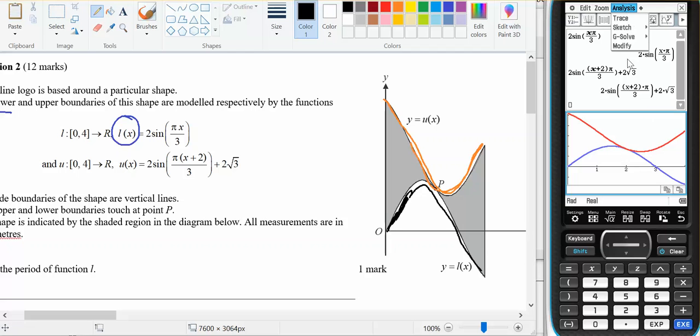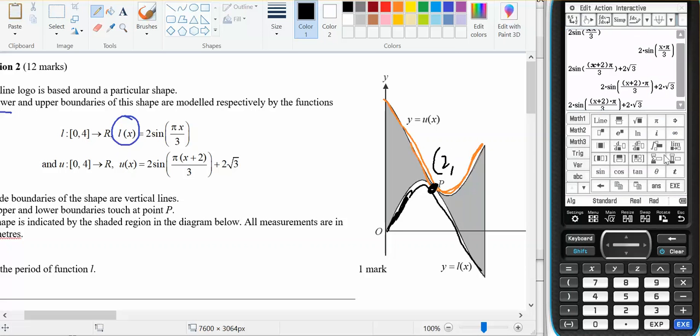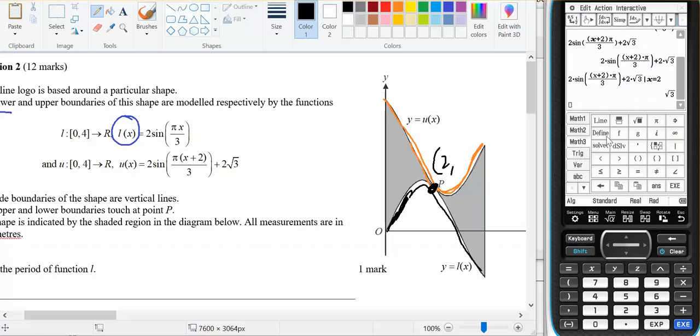I wonder where that intersection point is. G-solve, intersection at 2. And if I take one of these and make x equal 2, it's root 3.